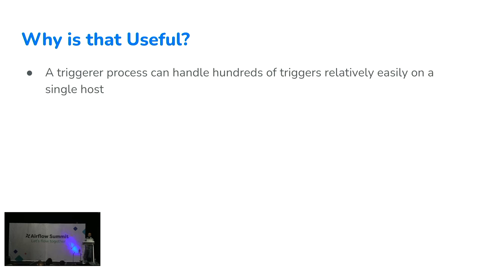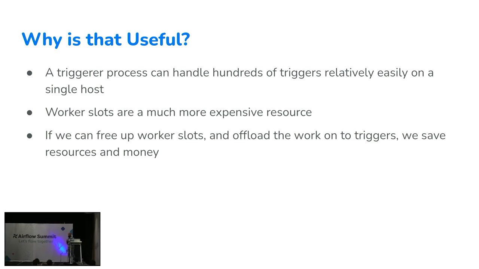And why is that useful? A trigger is a process that's running that can potentially handle up to hundreds, up to thousands of triggers at the same time simultaneously. The reason for that is because triggers are written in asynchronous Python code, and they're by definition very lightweight. They're made to coexist with other triggers and written in a way that they don't get in each other's way. By comparison, worker slots are a much more expensive resource. They're a much more limited resource. So if we can free up worker slots and move the workload onto a trigger without affecting DAG execution, then we cut down on a lot of resources and save a lot of money.